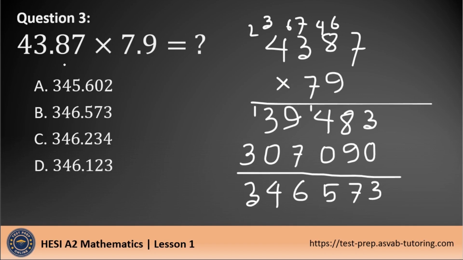So now we need to calculate the decimals. Here are the 2 digits and here's the 1 digit for decimals. So we need to put down the decimal from the right side to left side. 3 digits we need to skip. So here we will put down the decimal. So now check the answer.